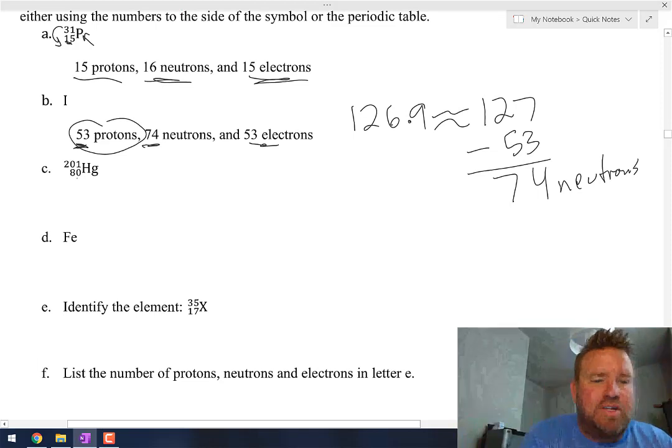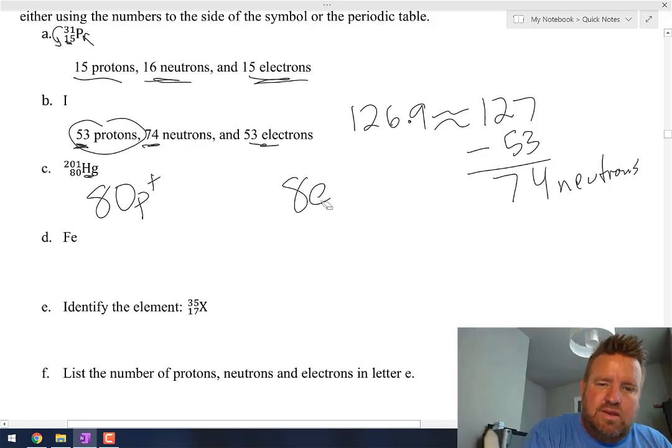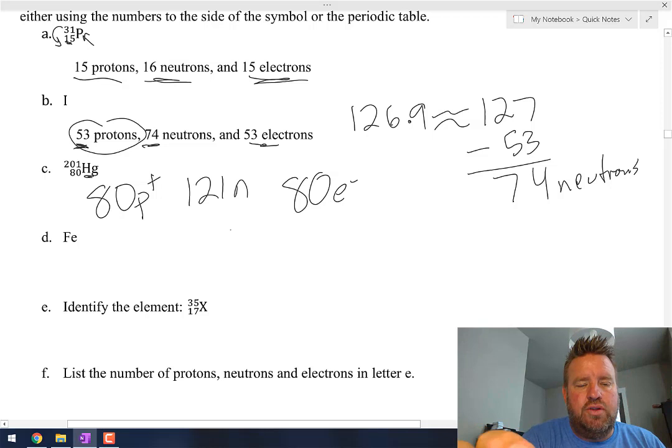Okay, so for letter C, this is the element mercury, and I said 201 and 80. So that means it has 80, notice the abbreviation here, P plus means 80 protons. We also know there's 80 electrons, and then 201 minus 80 is 121 neutrons.